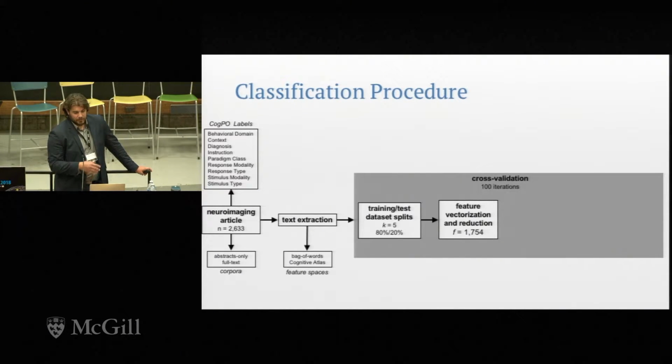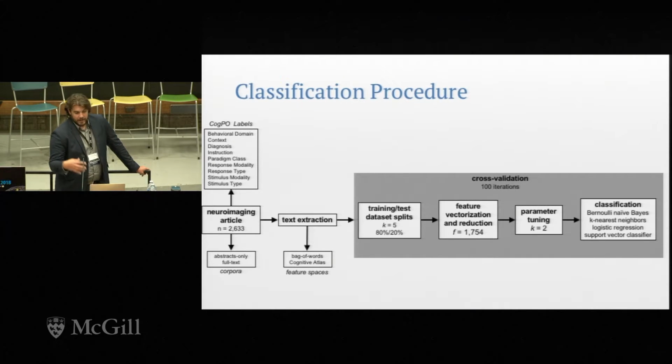We also performed a feature reduction technique for the bag of words approach. So when we looked at the total number of terms in the bag of words, it was in the hundreds of thousands, if you consider the full text. But the cognitive atlas only has about 1,700 terms. So we used the chi-square test to reduce the bag of words features to just the top 1,700 terms. Then there was a hyperparameter tuning cross-validation procedure, which basically just optimizes cost functions for the different classification algorithms. And the last thing that we varied was the classification algorithm itself, using the 4 algorithms you see there.